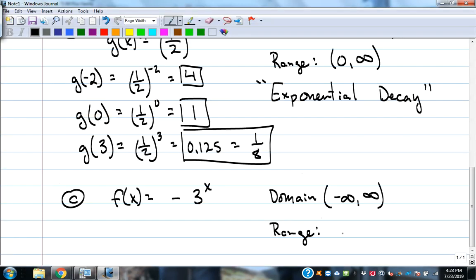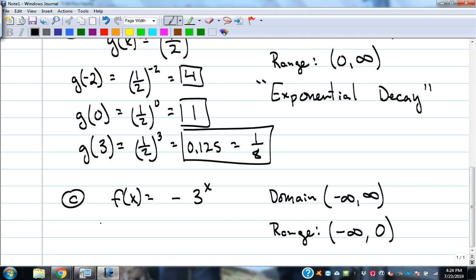So 0 to negative infinity is the range for that one. Or actually, I wrote that backwards. It should be negative infinity to 0 because you read bottom to top. Sorry about that. And same thing goes, though, if you wanted to find a function value, you just plug the x number in for x and work it out.